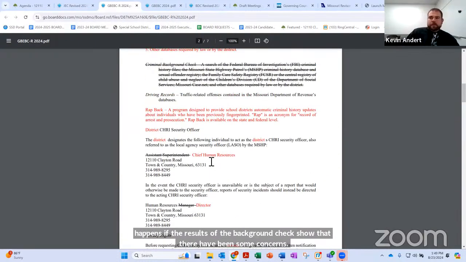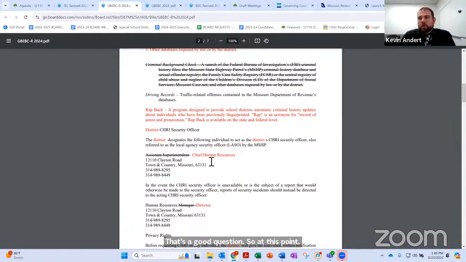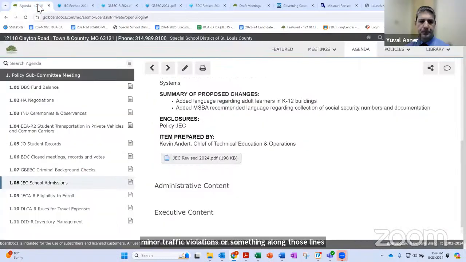That's a good question. At this point, the only adult programs that we have taking place in the same space as a K-12 setting are our LPN program and our CNA program for adults. Because both of those are healthcare-based programs, they really can't have any violations at all. So if something comes back beyond minor traffic violations or something along those lines, the student is not going to matriculate into the program.